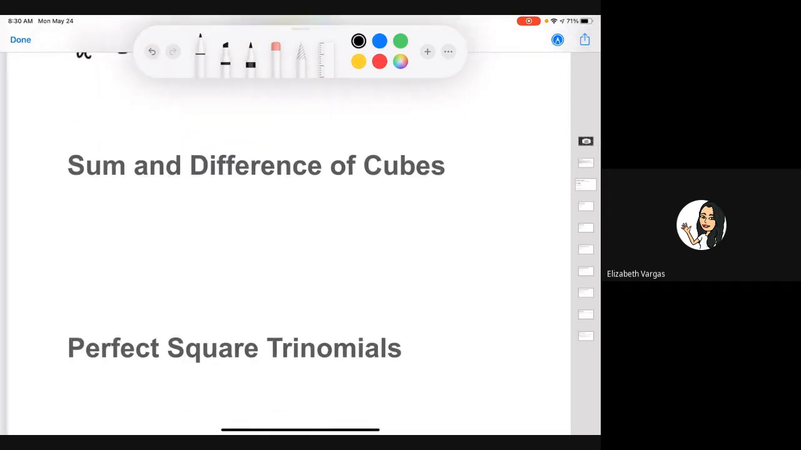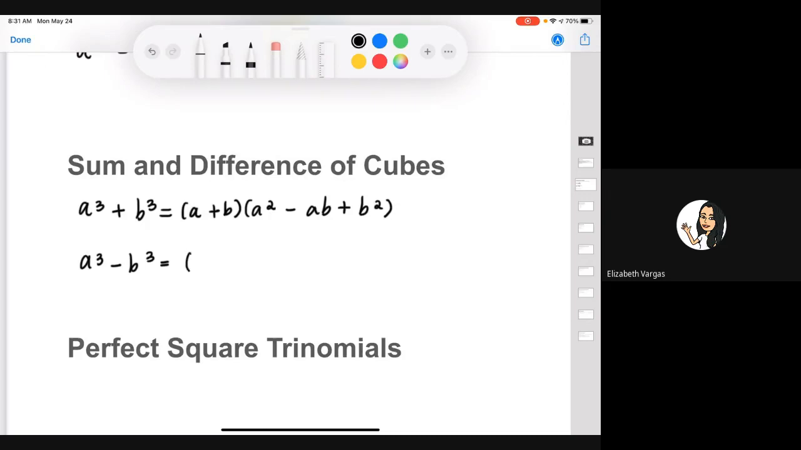The next one is the one that we looked at on Friday, the sum and the difference of cubes. If we have something that looks like this, then we put it into this formula. That's what we looked at. And if we have something that looks like this, oops, this is supposed to be a B, then we would put it into this formula.